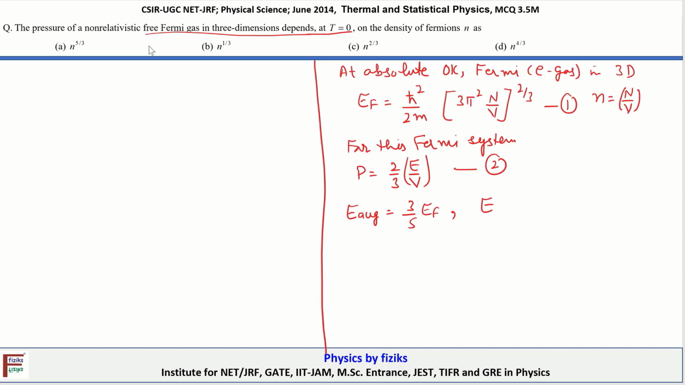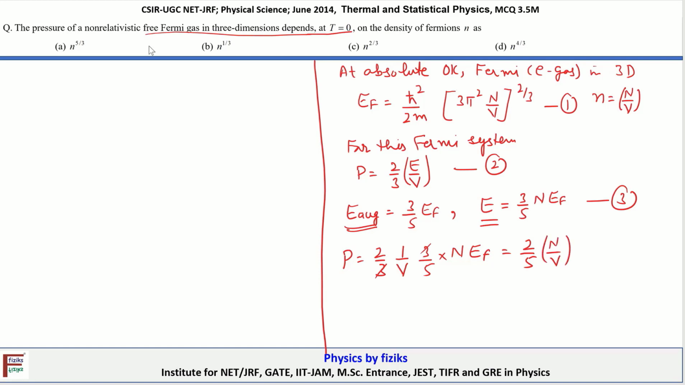Now the total energy can be calculated from this E average. E is the total energy of the system, that is equal to the total number of fermions in the system multiplied by the average energy per fermion, so that is equal to 3 by 5 N multiplied by EF. Let's call this equation 3. Now the pressure is 2/3 of the energy density, 2/3 of E by V. So let me write 1 by V outside, and E is equal to this expression, 3 by 5 into N EF. So 3 will cancel with 3, so this is nothing but 2 by 5 N by V multiplied by EF.